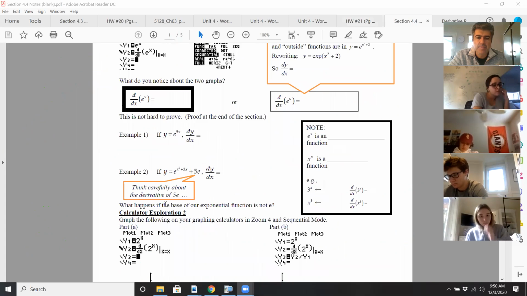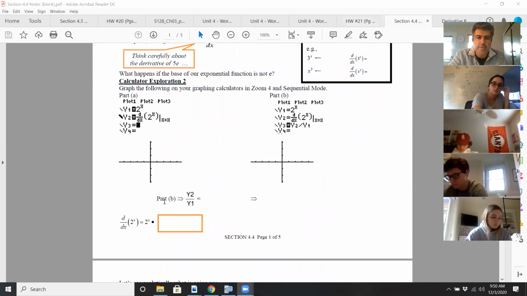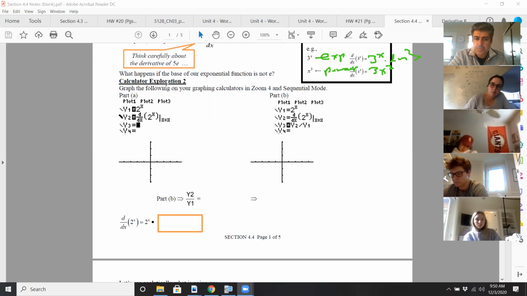Okay, let's keep moving. So let's do a little demo here. So I can prove to you why the derivative of 3 to the x was 3 to the x times natural log of 3. Where again, this was 3x squared. And the difference between the two, that was a power function for x cubed, but 3 to the x was an exponential function. So let's do another demo. Let's do 2 to the x instead of e to the x.